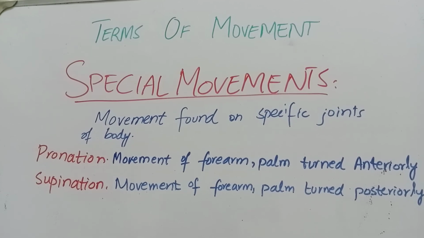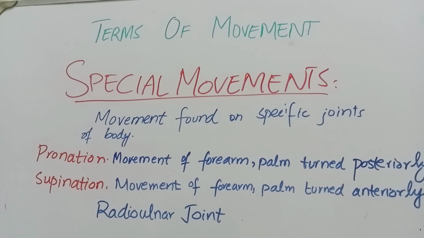The pronation and supination movements. The movement of the forearm in which the palm is turned posteriorly, or backward, is called pronation. Supination is the movement of the forearm in which the palm of the hand is turned anteriorly, or forward. So anteriorly is supination. These two movements occur at the radioulnar joint.